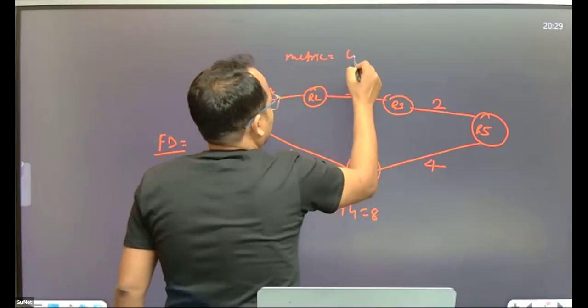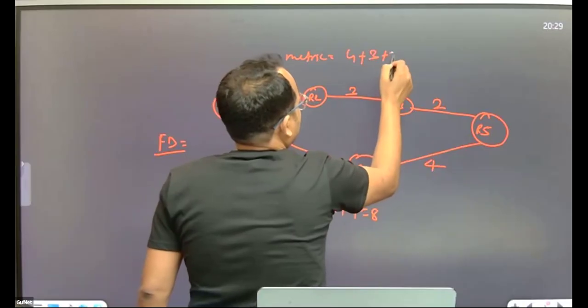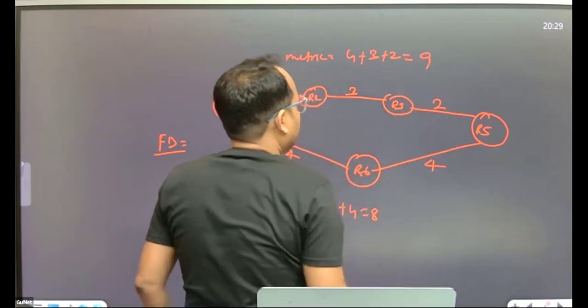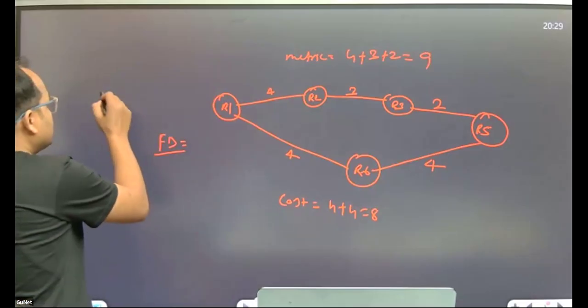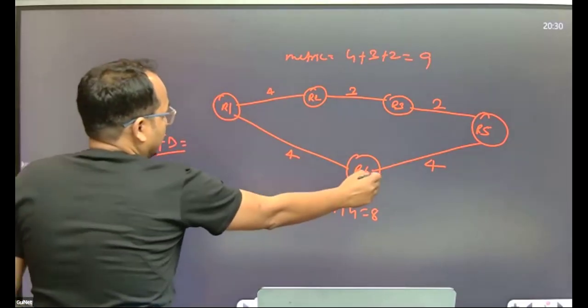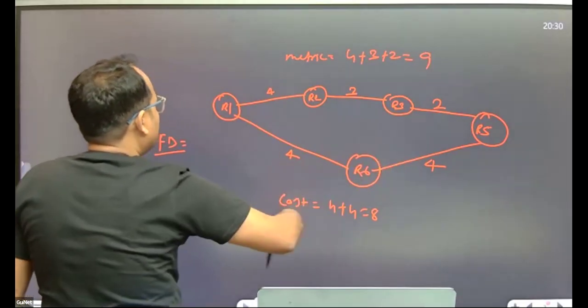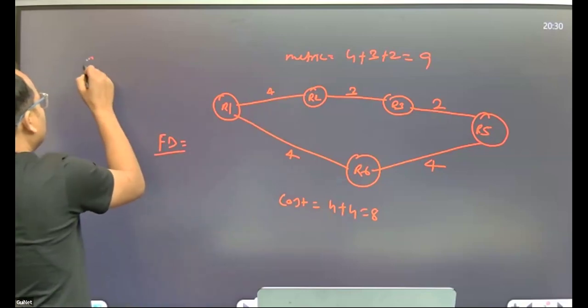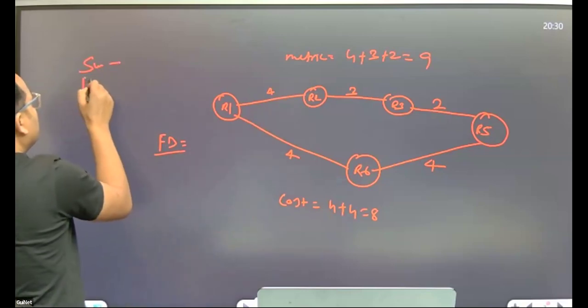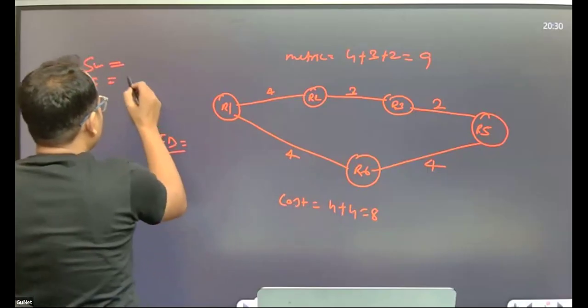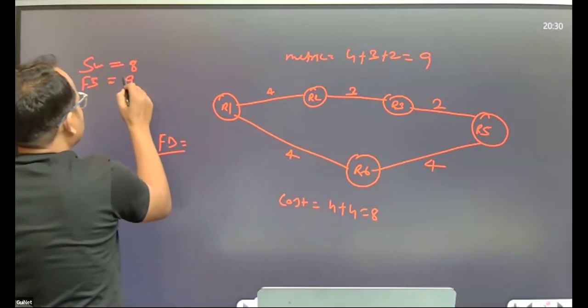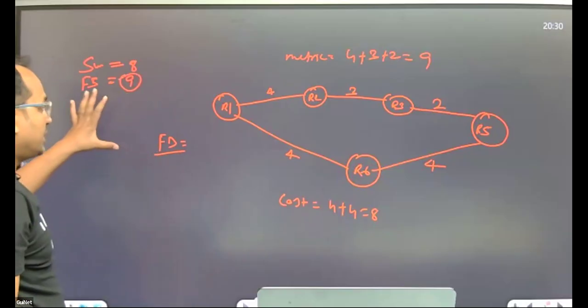Metric is going to be 4 plus 3 plus 2, it is going to be 9. So from this router's point of view, they have a successor. This router is going to be the successor, which is the best path, and this is going to be a feasible successor. So one is going to be successor and one is going to be feasible successor. Successor is going to be 8 metric, feasible successor is going to be 9 metric. Those are the two things that are going to happen.